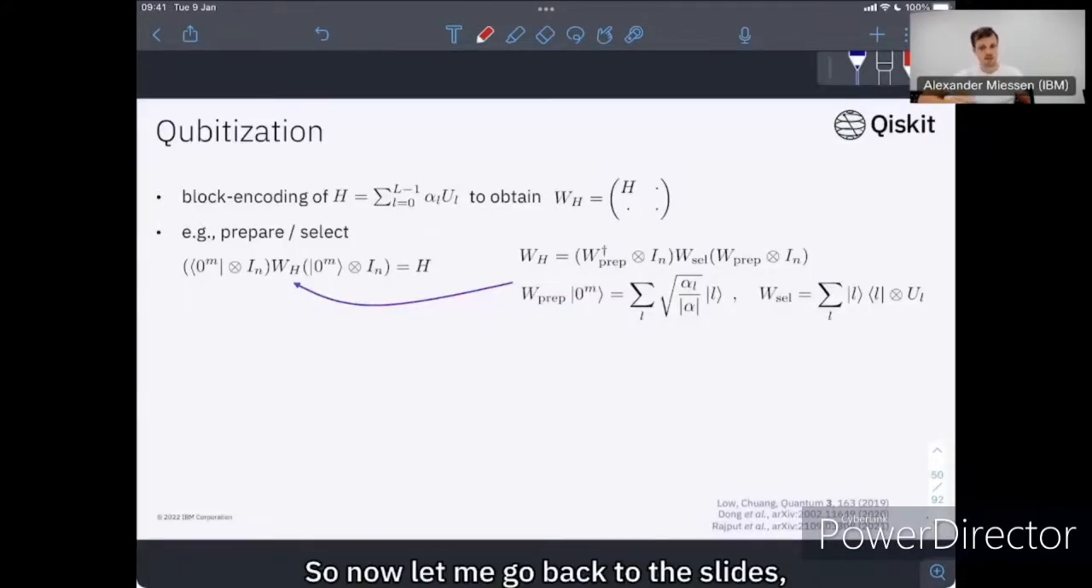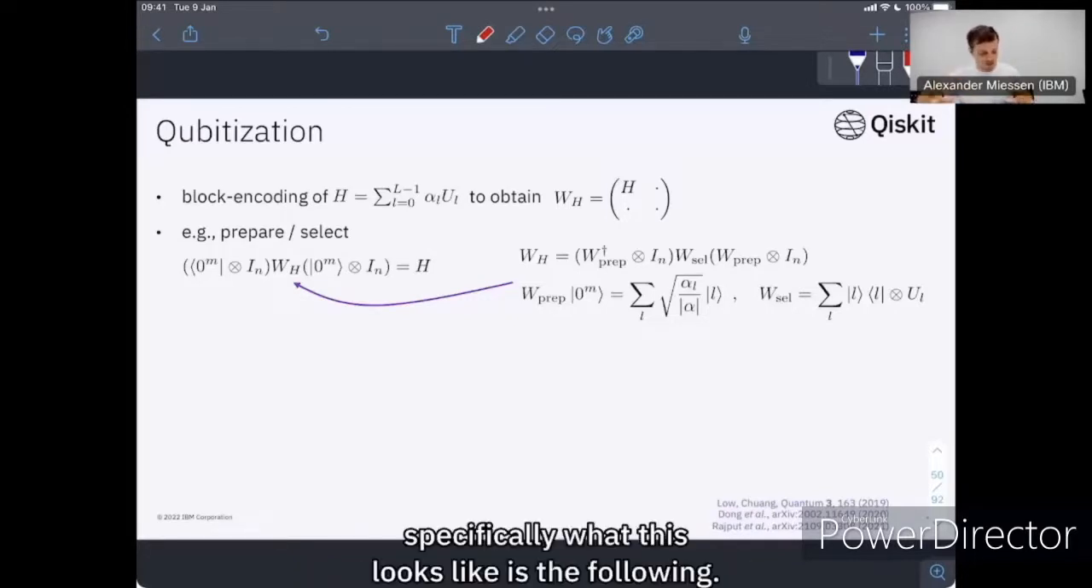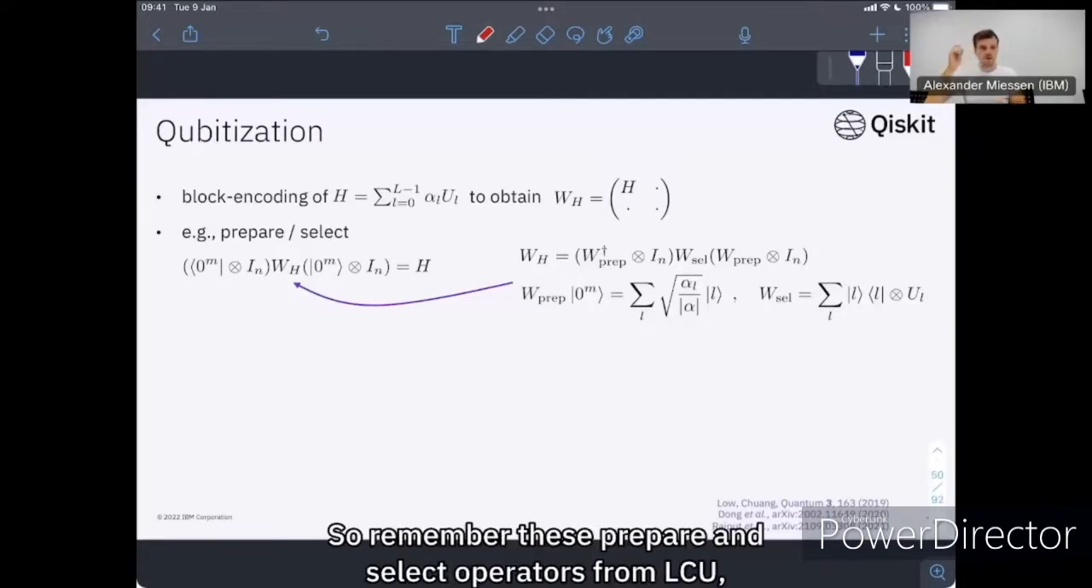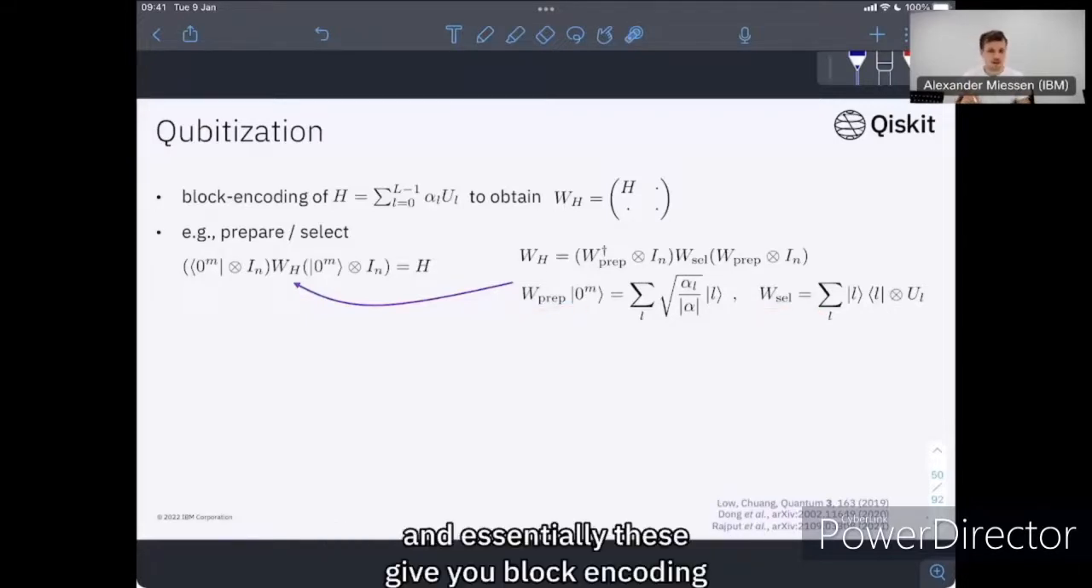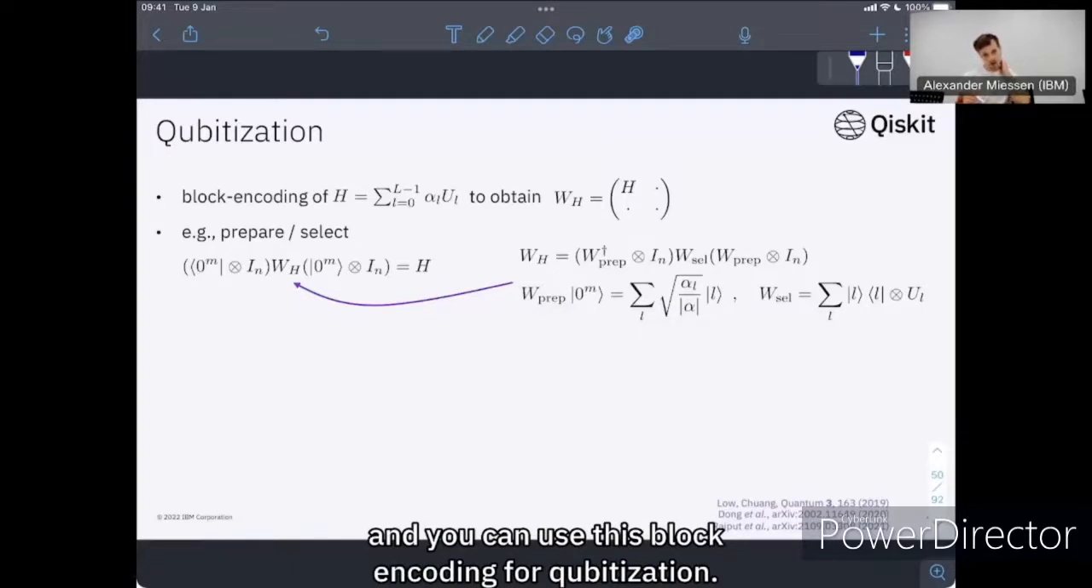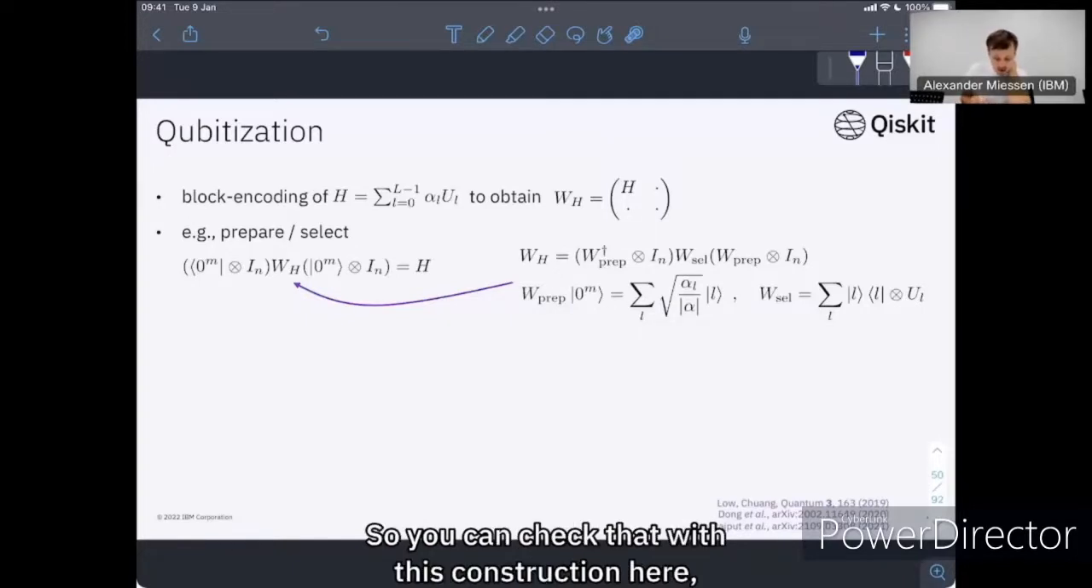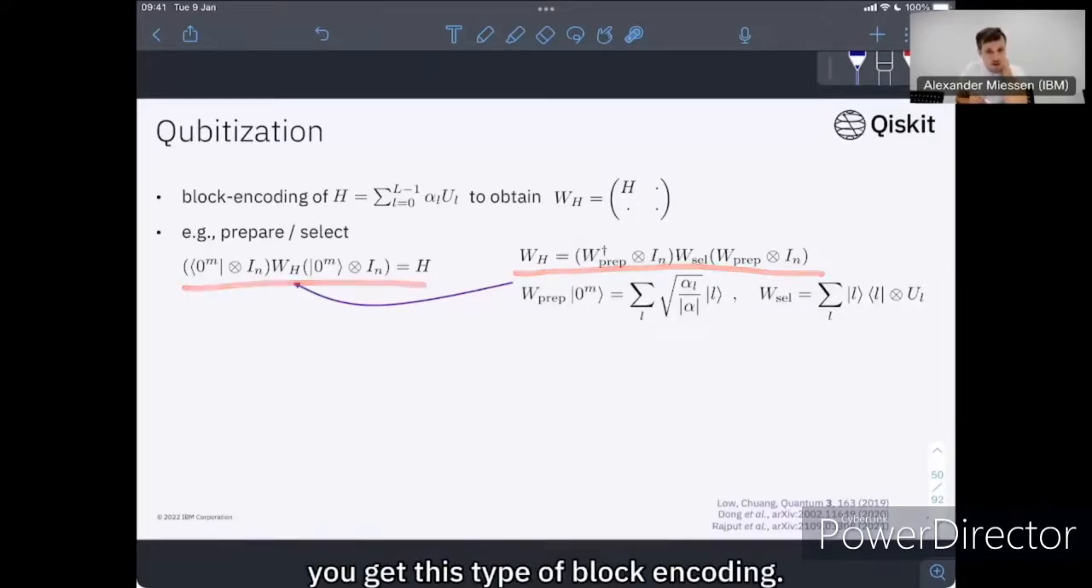So now let me go back to the slides. Specifically, what this looks like is the following. You remember these prepare and select operators from LCU, and essentially these give you block encoding, and you can use this block encoding for qubitization. So you can check that with this construction here, you get this type of block encoding.